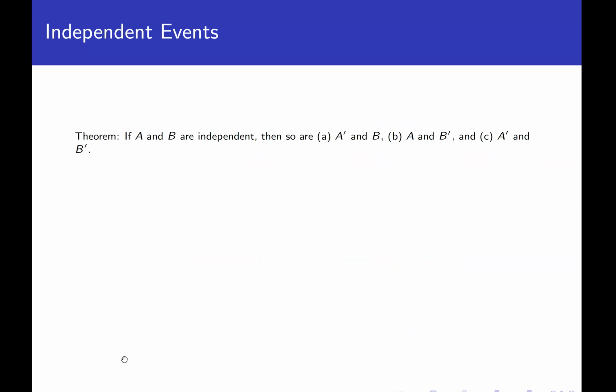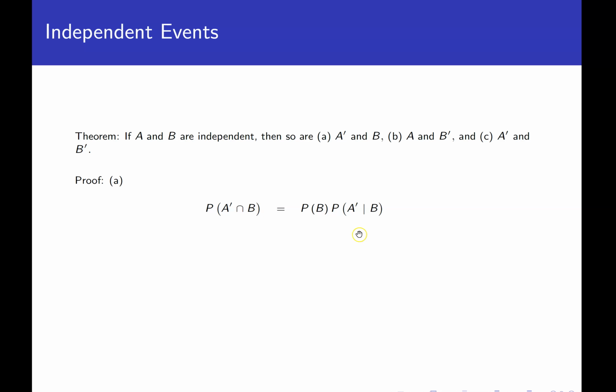All right, so there's a theorem that goes along with independent events. It says that if A and B are independent, then so are A complement and B, A and B complement, and A complement and B complement. So let's do one of these proofs. It's not too bad to do.